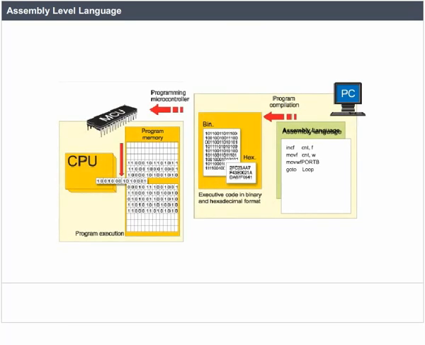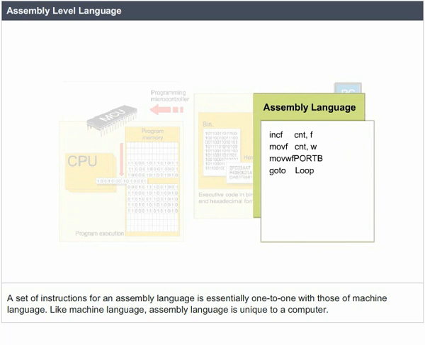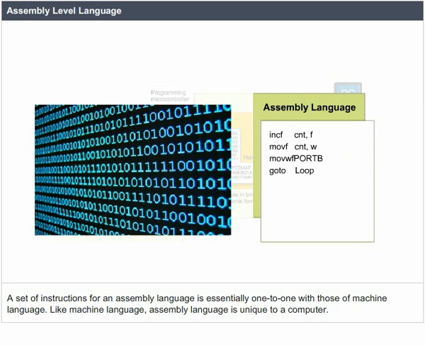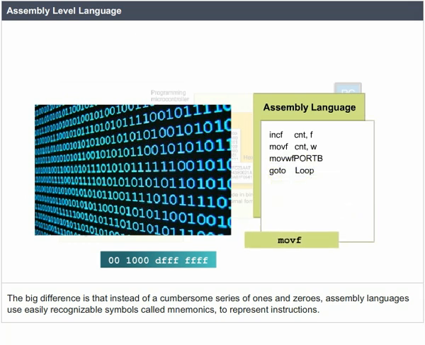Assembly-level language. A set of instructions for an assembly language is essentially one-to-one with those of machine language. Like machine language, assembly language is unique to a computer. The big difference is that instead of a cumbersome series of ones and zeros, assembly languages use easily recognizable symbols called mnemonics to represent instructions.